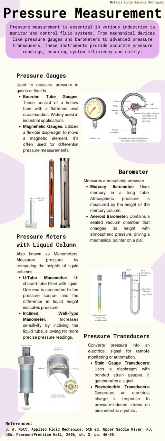Lastly, there are more complex instruments like pressure transducers, which convert pressure into an electrical signal for remote monitoring or automation. The first type to mention is the strain gauge transducer, like the one to the left, that uses a diaphragm with bonded strain gauges. When pressure deforms the diaphragm, it alters the resistance of the gauges, generating an electrical signal. The other one is the piezoelectric transducer, which generates an electrical charge in response to pressure-induced stress on piezoelectric crystals.